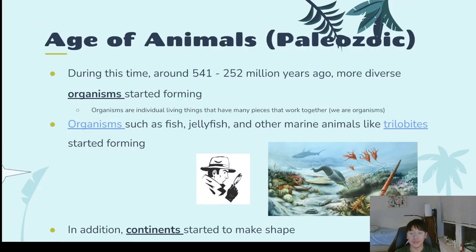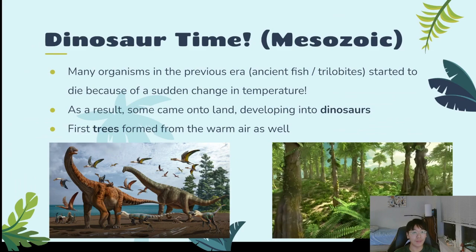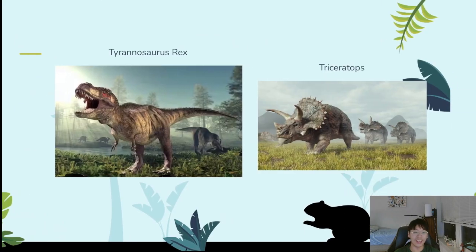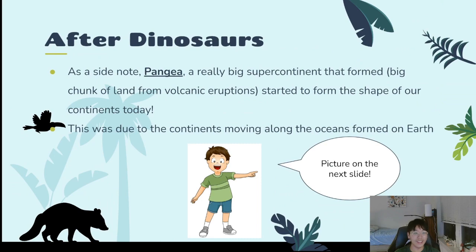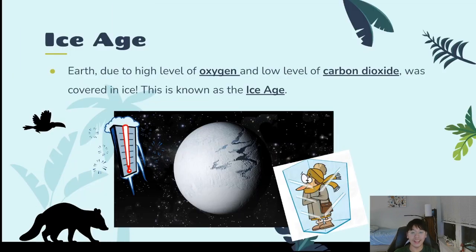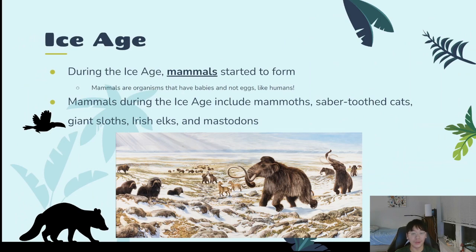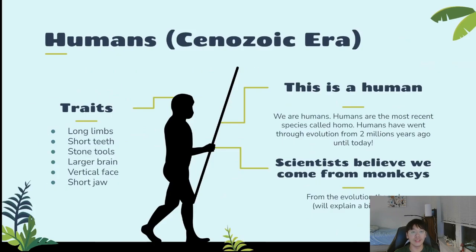And now what happened? It was the age of animals where a bunch of animals started to form. We watched the video, right? And there were also volcanoes forming underneath to form lands or continents. Then it was the dinosaurs again, the scary dinosaurs. Dinosaurs died out, and after dinosaurs, there were these pieces of land that shaped the Earth today. And then there was the Ice Age, which we just talked about. And then there were a lot of organisms or mammals that lived during the Ice Age. So this is where we are after the Ice Age, and here is the current age.